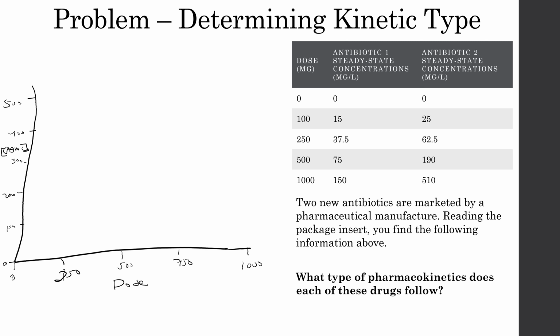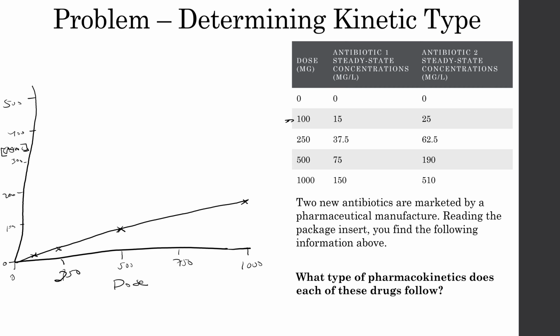And that's dose. And for antibiotic 1, at a dose of 100, we have a concentration very low, probably around 15, which is way down here. And then at a dose of 250, it goes up a wee bit to 37.5. And then at a dose of 500, it goes up to 75. And then at a dose of 1,000, it goes up to a whopping 150. And you can see what it looks like. There you go. So if you had to take a guess already, you might say it was linear.